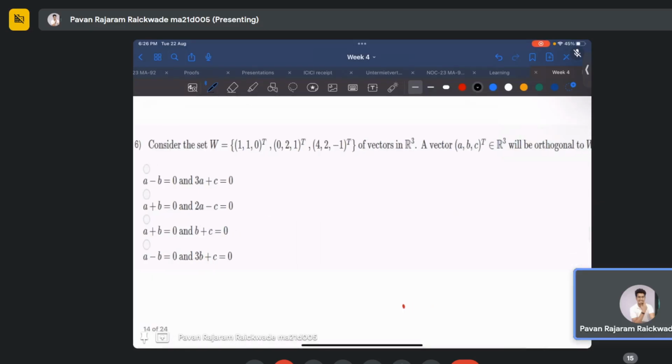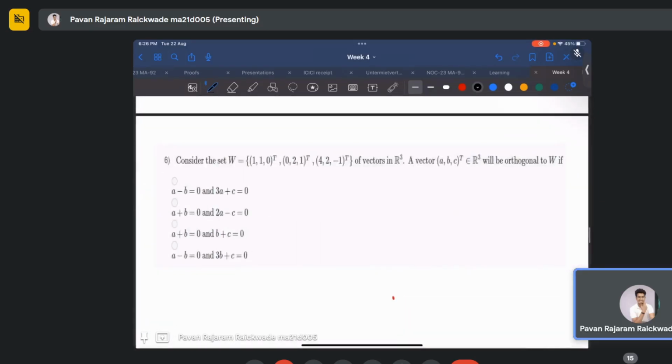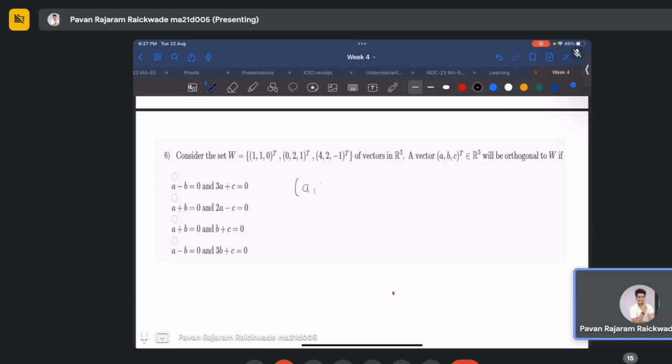Let's go ahead with question number 6. Consider the set W as the set of 1, 1, 0 transpose, 0, 2, 1 transpose, and 4, 2, minus 1 transpose, and the vector A, B, C of R3 will be orthogonal to W if. So you want A, B, C to be orthogonal to every element in this spanning set.